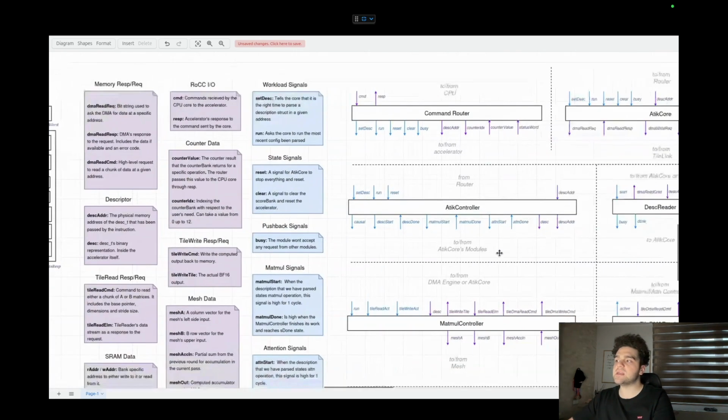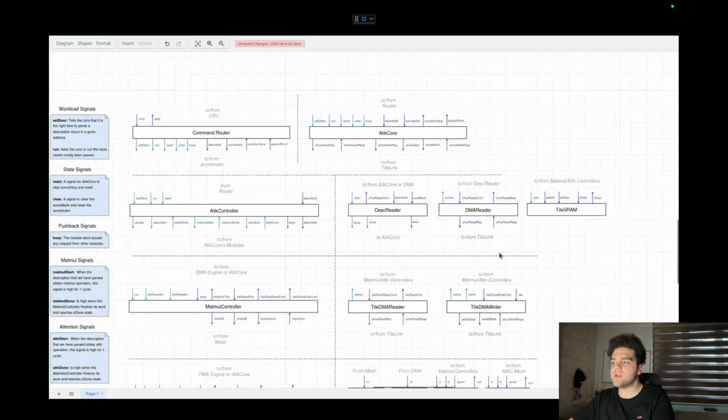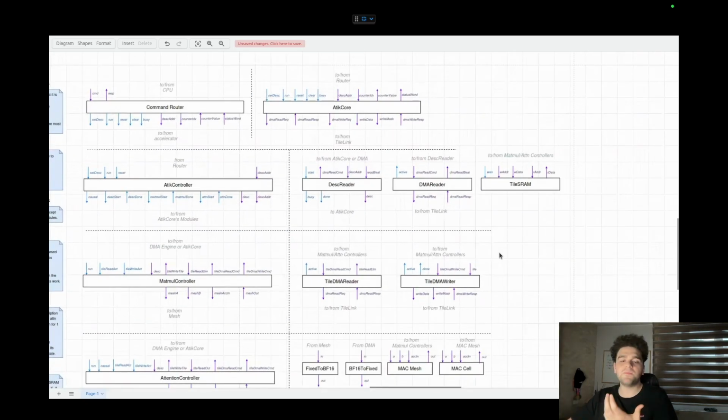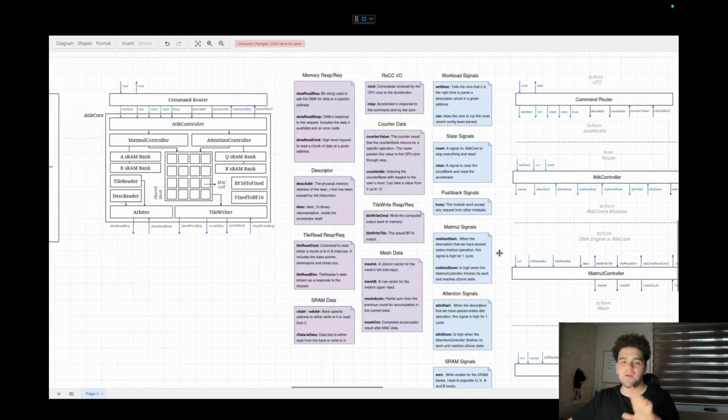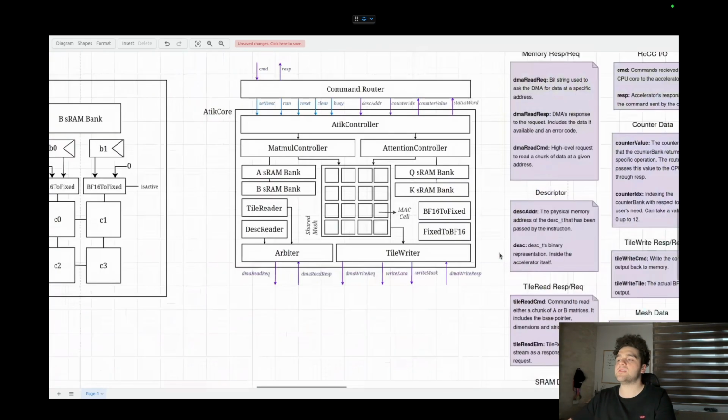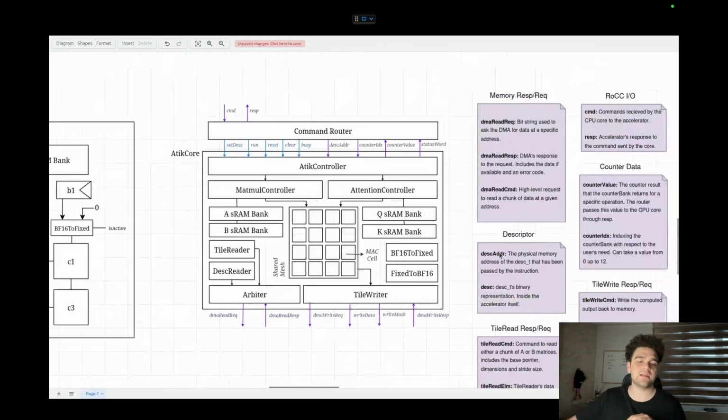And that's a general high-level idea about how these components are interacting with each other. What kind of inputs and control signals are they receiving and sending? So now we have a great idea about how this hardware architecture will operate.